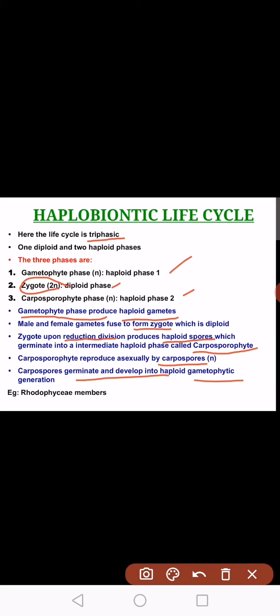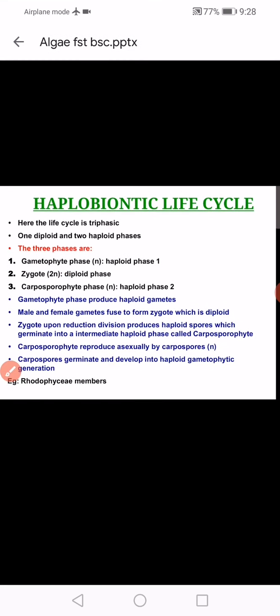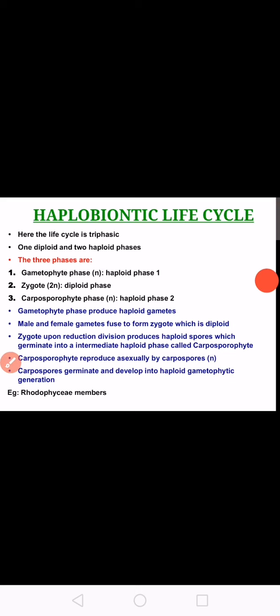Okay. So once again I will repeat the process. So from the gametophytic plant body, gametes are produced, and these gametes on fusion produce the zygote. The zygote is diploid. This zygote undergoes meiosis and produces the haploid phase, that is carposporophyte phase, and this carposporophyte produces carpospores, and the carpospore on germination develops into gametophytic plant. Example for this haplobiontic life cycle, Rhodophyceae members.